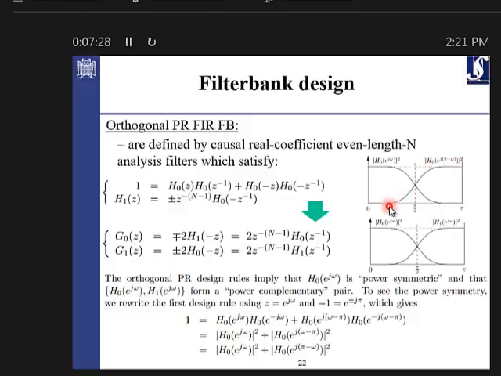So the condition for not having any kind of distortion is that we have to somehow make a kind of power symmetry. This is the condition that should be satisfied in order to have the power symmetry and to have no distortion alongside the no aliasing that we already got. So that's called the orthogonal filter bank. Orthogonal here means a perfect reconstruction filter bank.